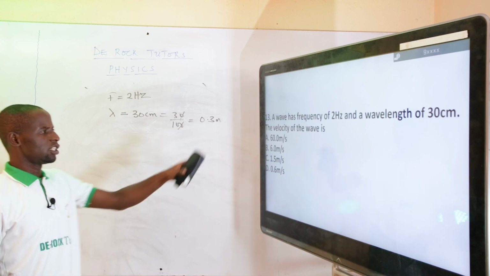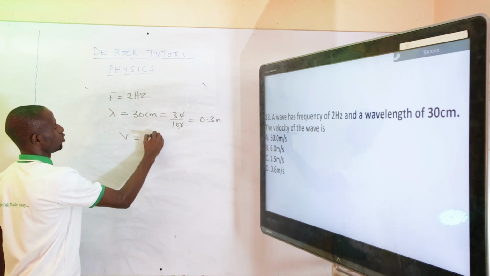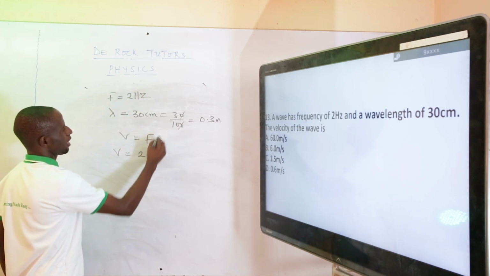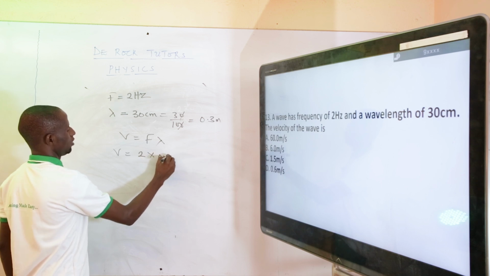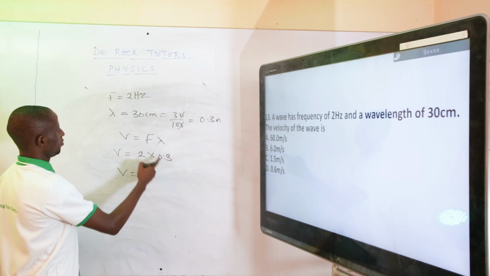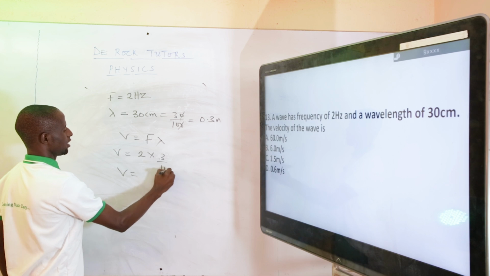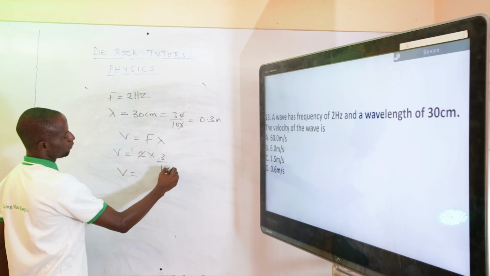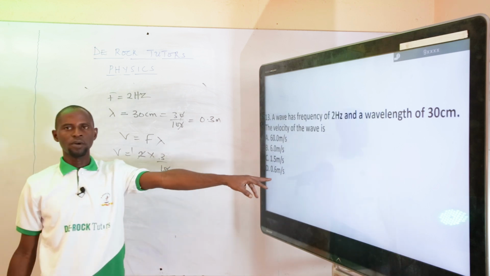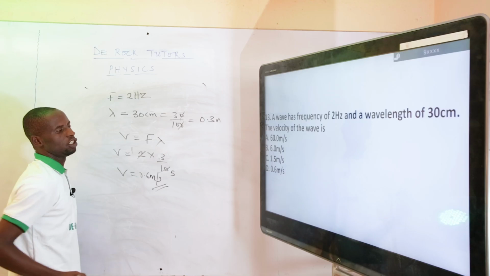So they ask us to calculate the velocity of the wave. So the general equation of wave is given by v equals f lambda. So v equals 2 multiplied by 0.3. Even if we use this one directly, 3 divided by 10, 2 here, 2 in 10, that's 5. So 3 divided by 5 will give us 0.6 meter per second. So the correct option is option D.